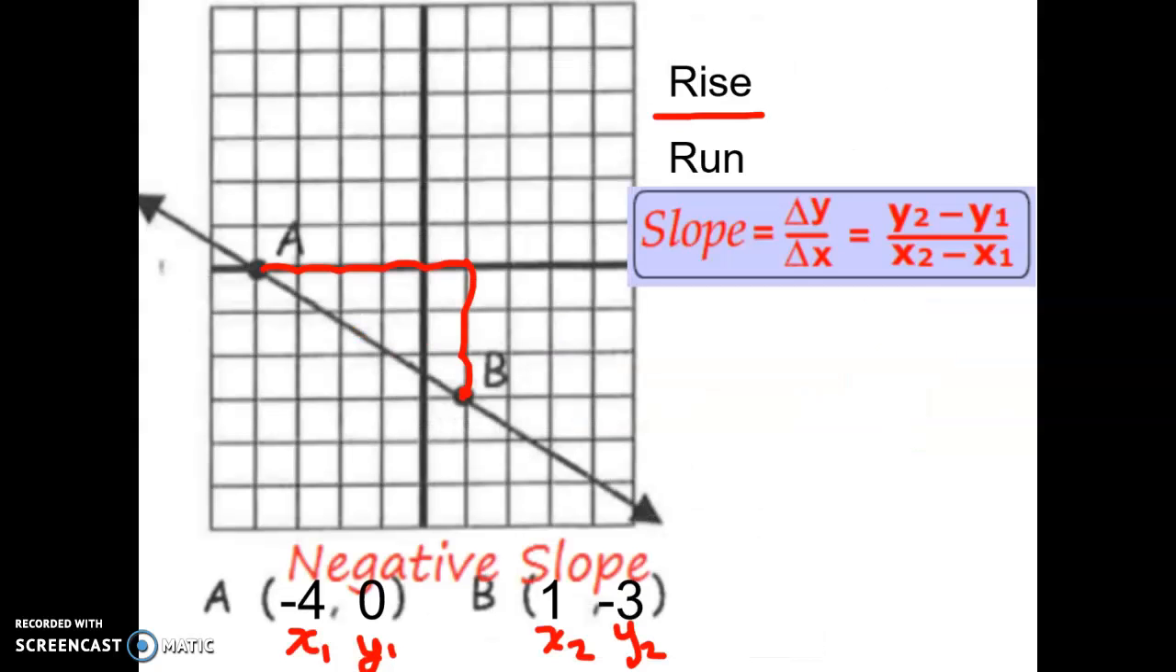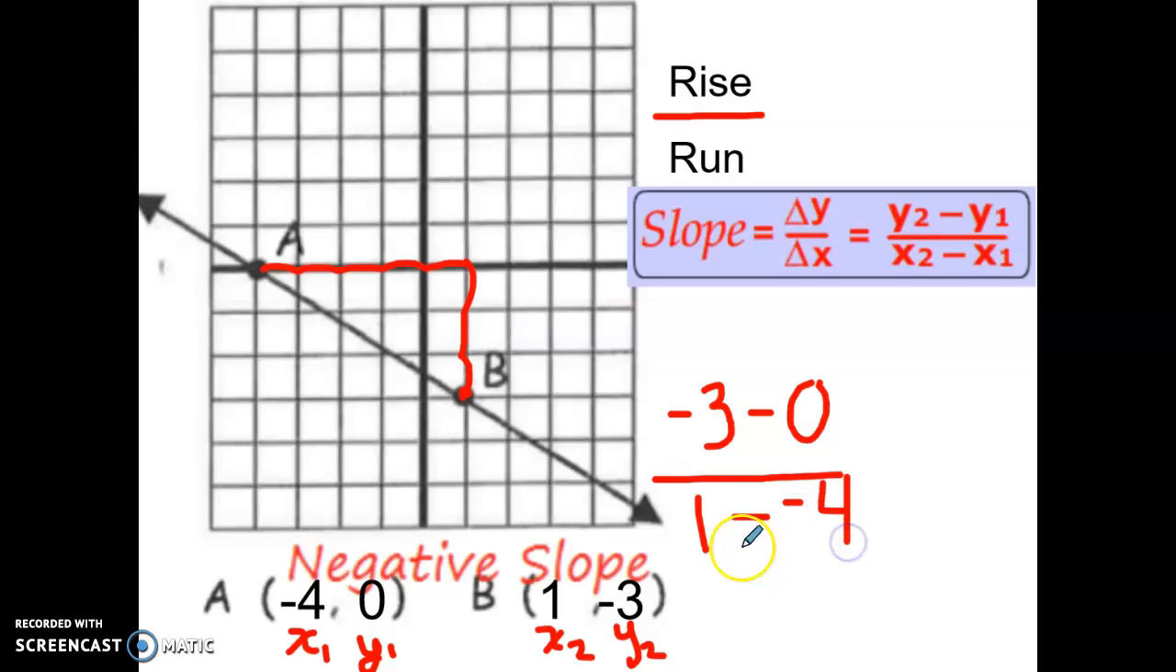You can also use your slope formula to find slope. Remember, it is the change in y, y2 minus y1, all over x2 minus x1. So my y2 is negative 3, minus my y1 is 0, all over x2, which is 1, minus x1, which is negative 4.